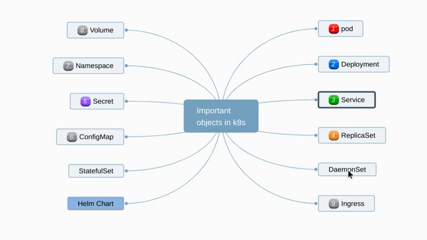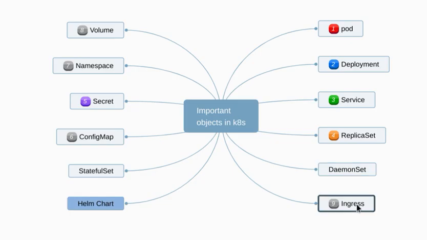Then DaemonSet. A DaemonSet is used to run some services in the worker nodes. Usually a DaemonSet runs for things like logging, or some startup task that has to be done. Where we want to run something across nodes at node level, that is where the DaemonSet comes in.